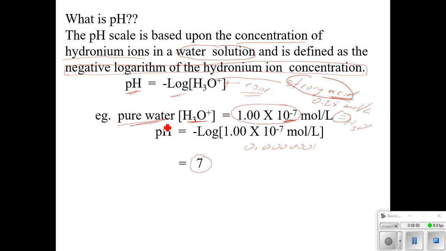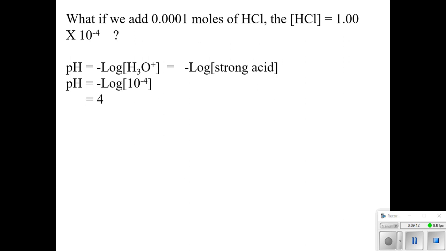But again, where does this number come from, the pH of 7? It comes from the hydronium ion concentration, 10 to the negative 7. So anything that makes this number bigger is going to drop the pH. Anything that makes this number smaller is going to increase the pH. And we'll see some examples, of course, of that in a few slides here.